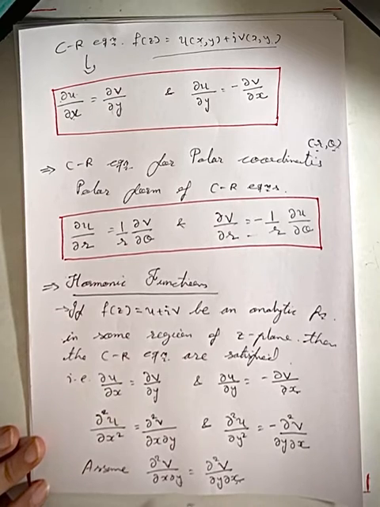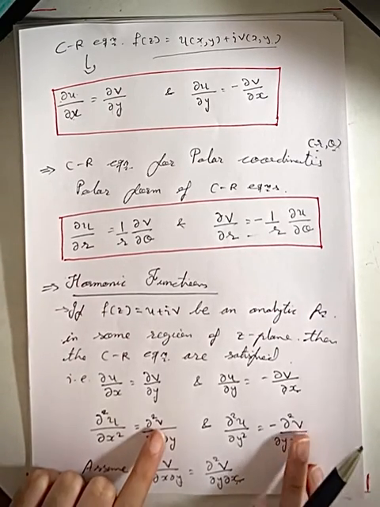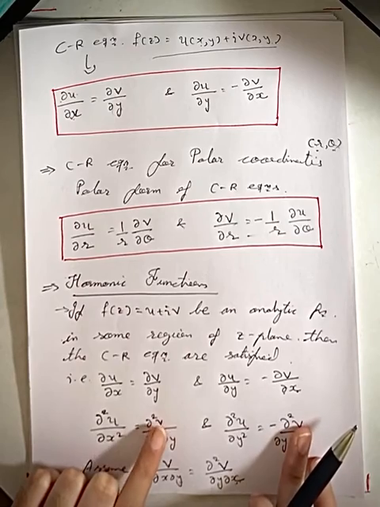So that is what we mean to say here: we are differentiating v with respect to x and y. So we are differentiating v 2 times, but either way you can differentiate, the order doesn't matter. First you differentiate with y or x, it doesn't matter. Finally you are going to get the same result.